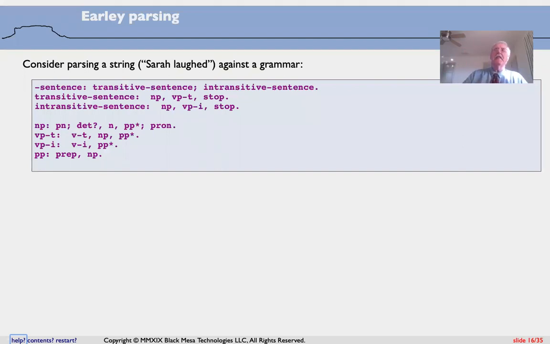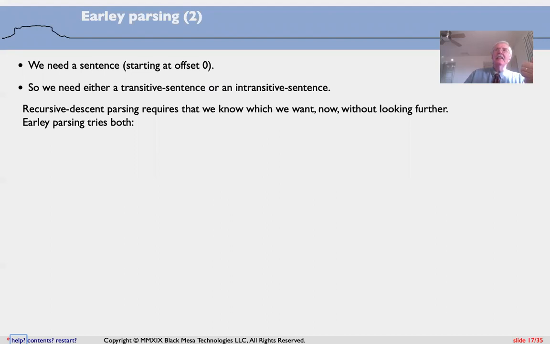Now, consider the task of parsing a string, like Sarah laughed, against a toy grammar for English. We have a sentence consisting of either a transitive sentence or an intransitive sentence. Transitive sentences are a noun phrase followed by a transitive verb phrase followed by a full stop. Intransitive sentences are a noun phrase followed by an intransitive verb phrase, and so forth. Now, one way to parse it is to say, well, we want a sentence starting at offset 0, so look for a sentence. And if we look at the rule for sentence, we know that it's either a transitive sentence or an intransitive sentence, so we have a choice.